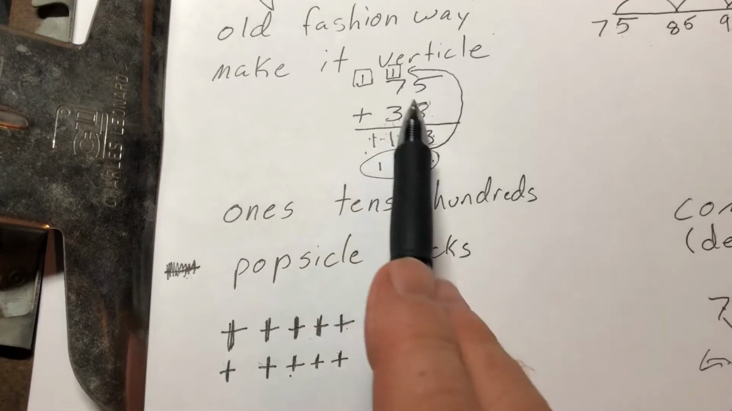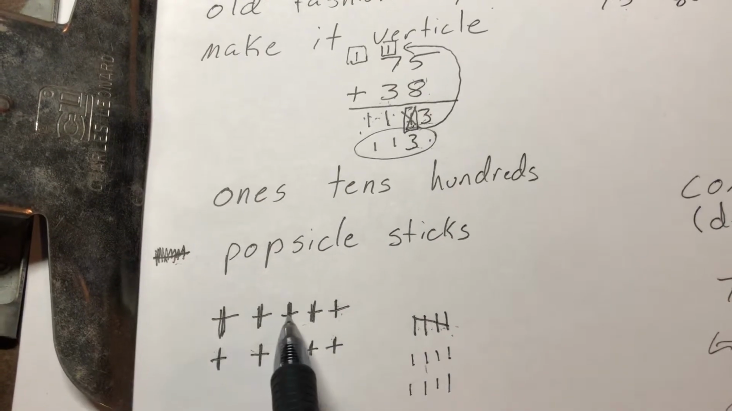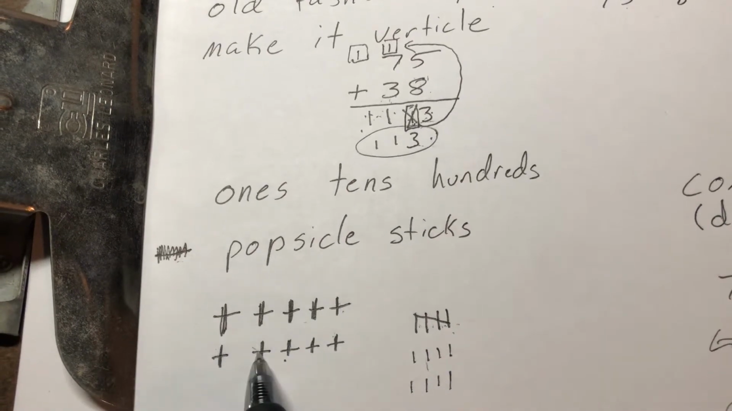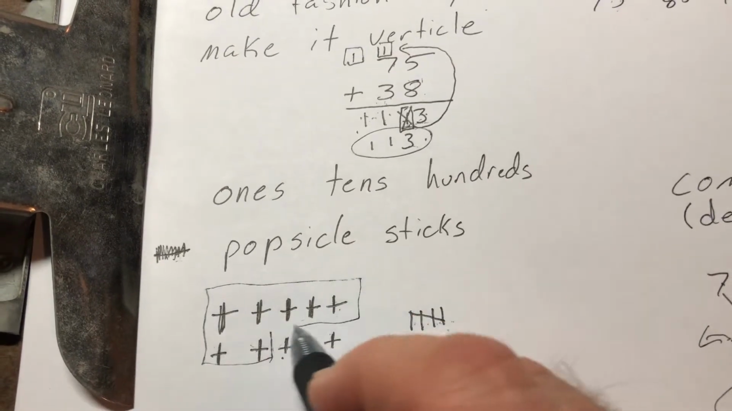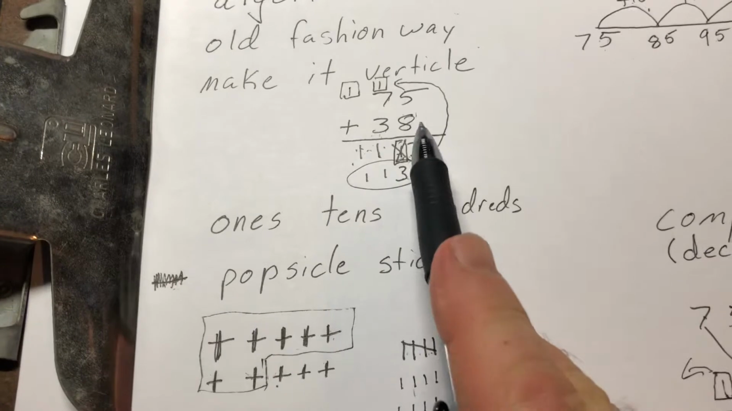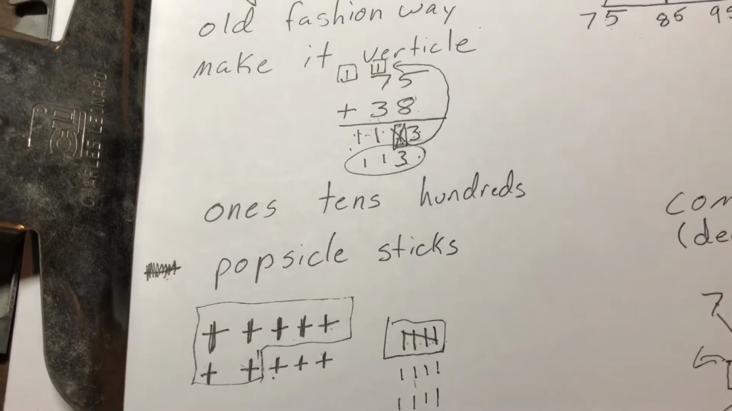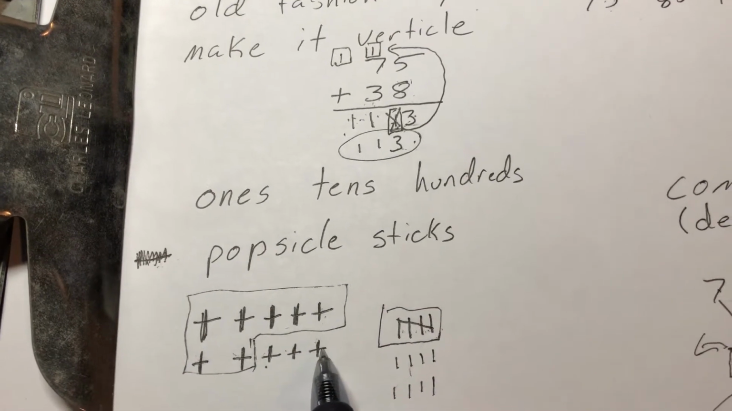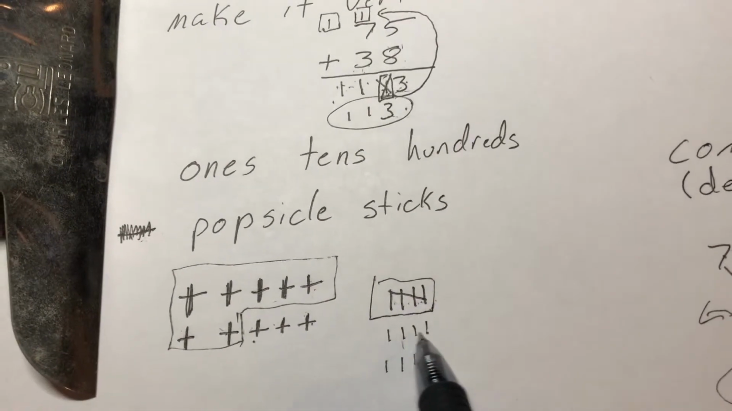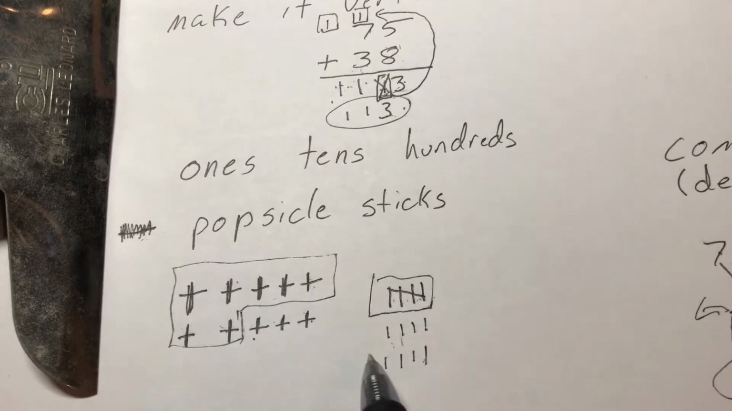So let's get right to it. 75. So if we did our 75, here's 10, 20, 30, 40, 50, 60, 70. So that's that initial 75 right here. And then we have 5 1s, which is this right here. And now we have 38. So I have 10, 20, 30. And then I have 1, 2, 3, 4, 5, 6, 7, 8. So here's all of them right here.